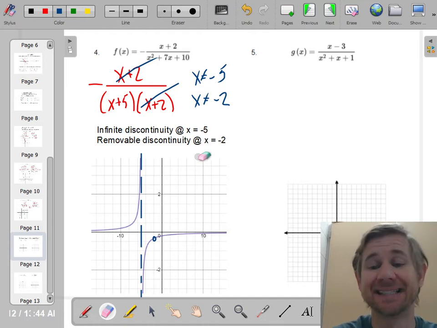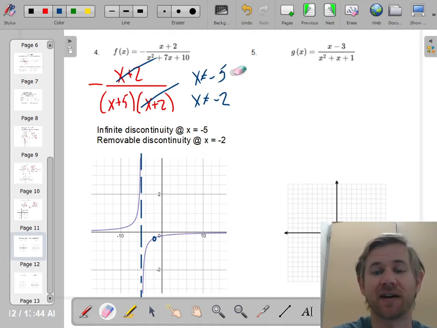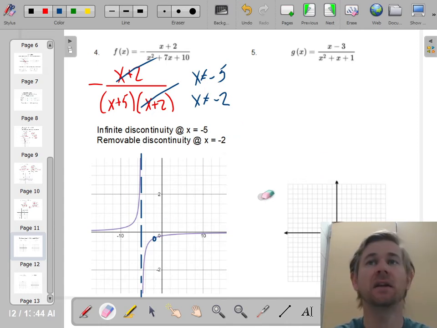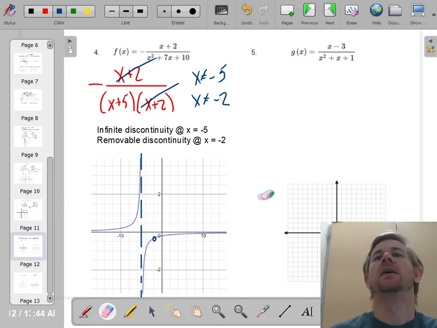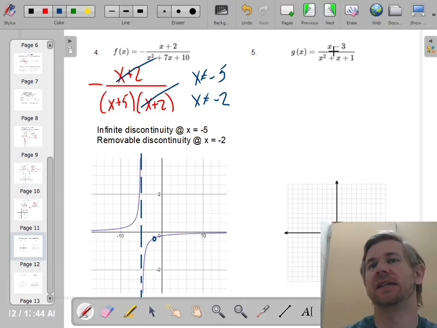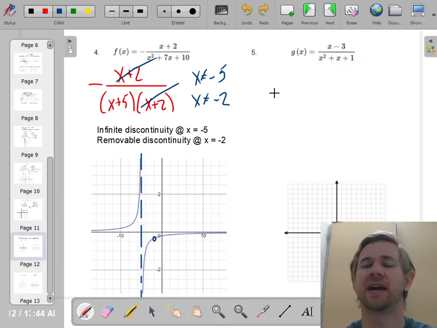If the factor doesn't cancel out, like -5, then that is called an infinite discontinuity, and that's a vertical asymptote in the graph. Let's do another one. (x - 3) over (x squared + x + 1). So I'm going to try and factor the denominator.